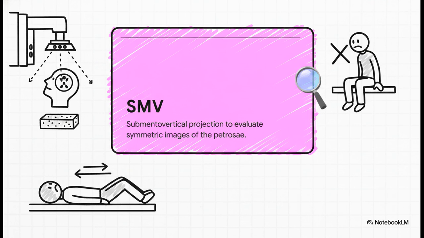As the name implies, the X-ray beam is going from right under the chin, the mentum, straight up through the top of the head, the vertex. Our source material notes a highly practical tip here. Trying to do this in an upright, seated position is actually much more difficult than a supine position.